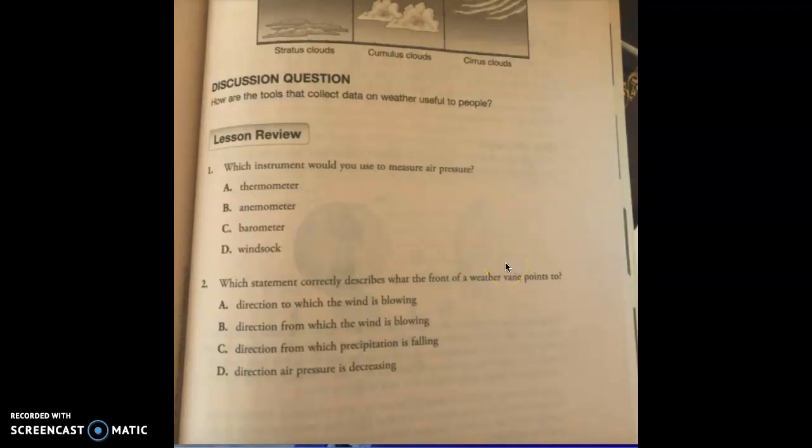Okay, number one. Which instrument would you use to measure air pressure? Well, I know it's not a thermometer. I know it's not a windsock. So it's either a barometer or an anemometer. The answer is C, a barometer. Let's go to number two. Which statement correctly describes what the front of a weather vane points to? Well, if you remember me saying the direction from which the wind is blowing, so that would be B.